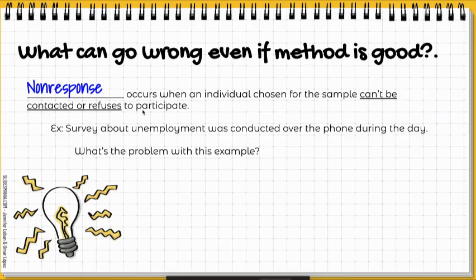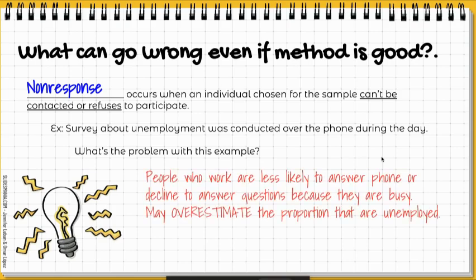So let's say a survey about unemployment was conducted over the phone during the day. So what's wrong with that? During the day, people who are employed usually aren't sitting by the phone. People who are employed usually can't answer the phone, but unemployed people might be able to answer the phone. So people who work are less likely to answer the phone or decline to answer questions because they're busy. So this may overestimate the proportion that are unemployed.